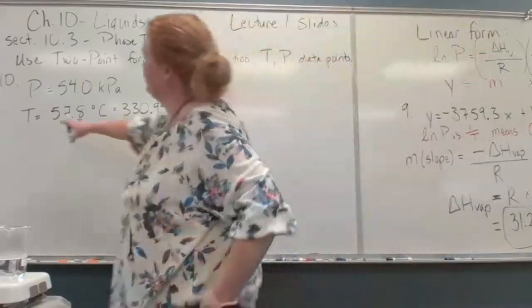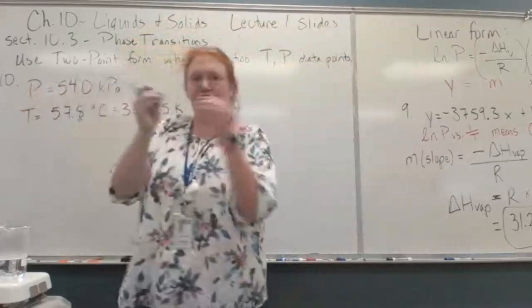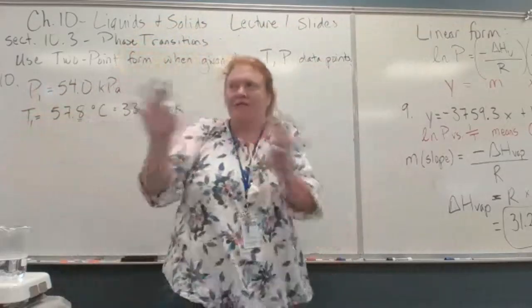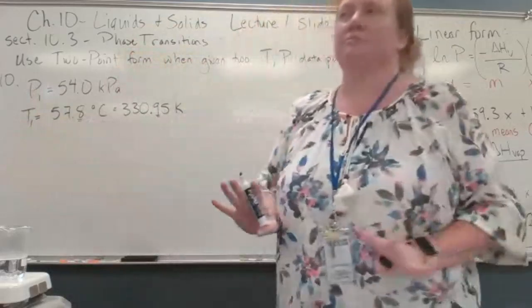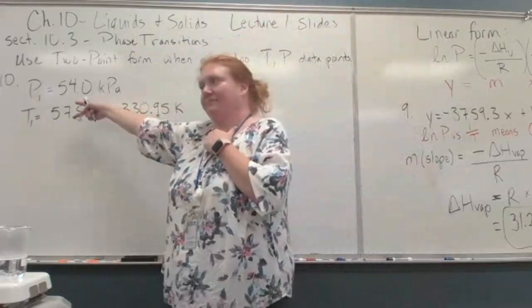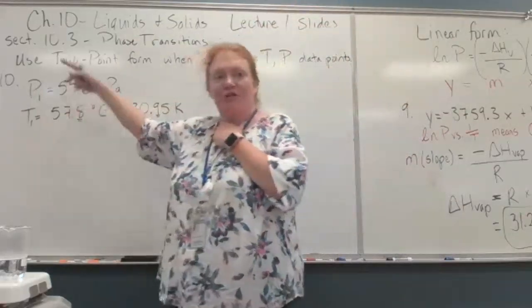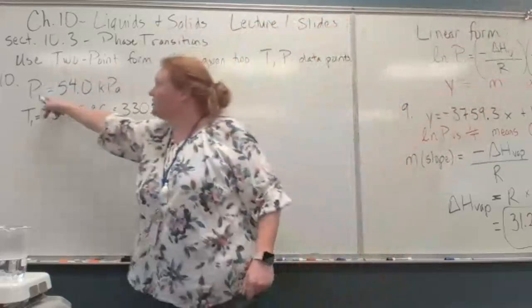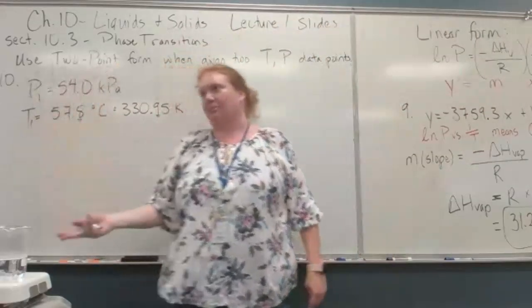What do you want to call this data set? This is a pressure and temperature that go together. Maybe I'll call them one. Let's see if that's the best choice for me. But they go together, don't they? This pressure and this temperature are a set. So whatever number you decide to give them, it's got to be the same number.